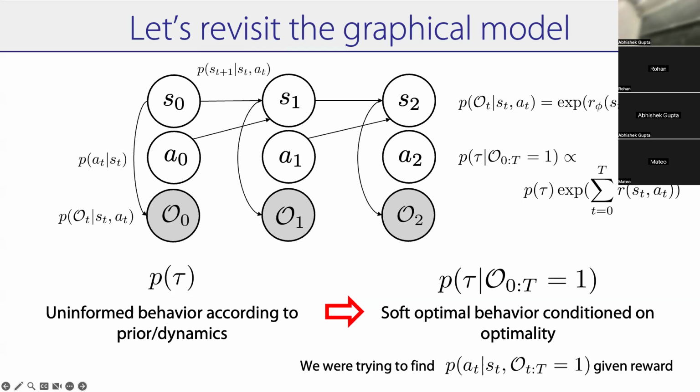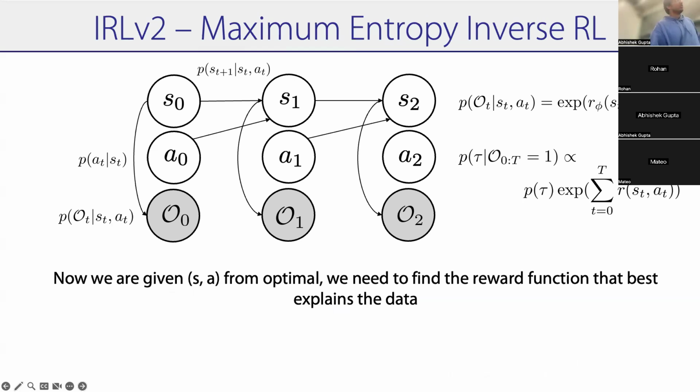Okay? And so what we're going to do in maximum entropy inverse RL is say that we're given S and A from optimal data. So we observe that it's optimal. We know that the data is from the posterior, right? So we know that it's from something that is noisily optimal. Can we find the reward function that best explains this data, right? And so one way of thinking about this, does everyone know how MAP works, maximum a posteriori optimization, right?